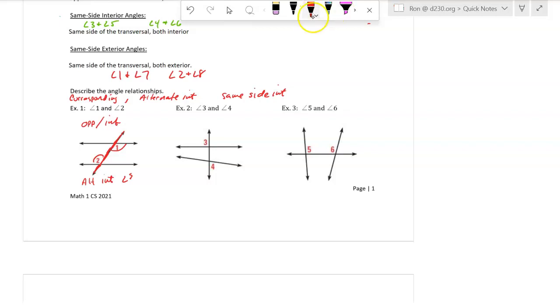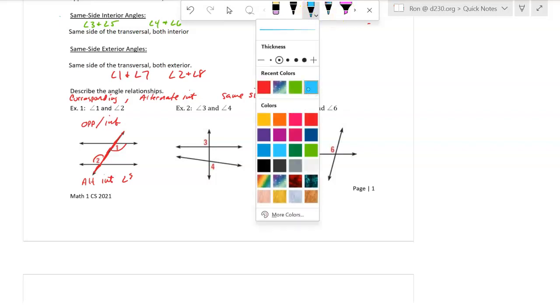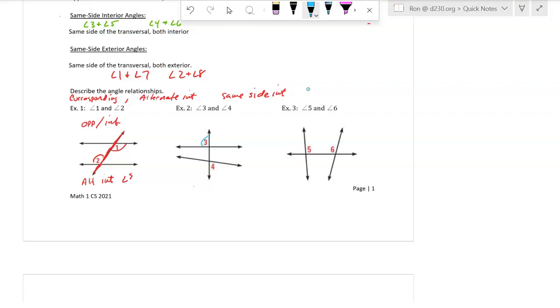Okay, the next one. When I look at 3 and 4, here's 3, here's 4. Where's my transversal? My transversal is right here. So right away, 3 and 4 are on opposite sides of the transversal, and these are both exterior. So we would say that these are alternate exterior angles.